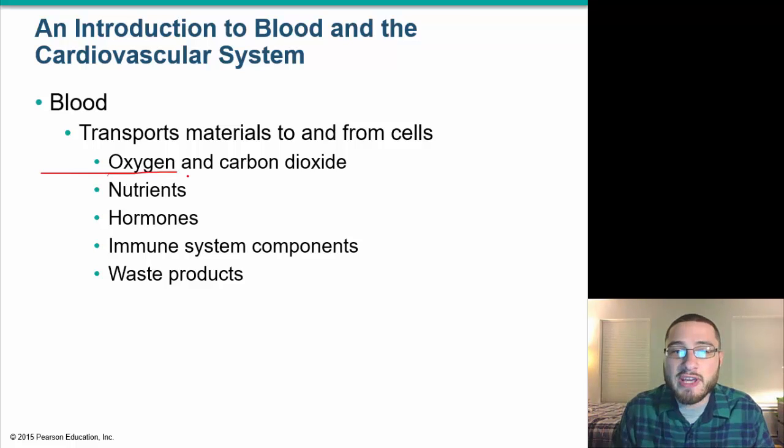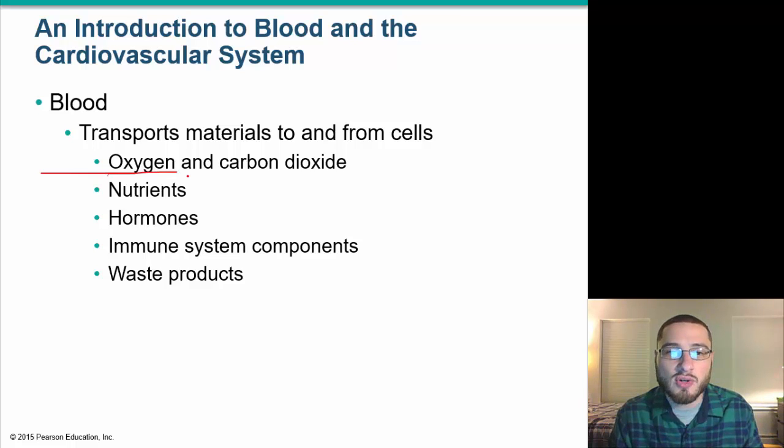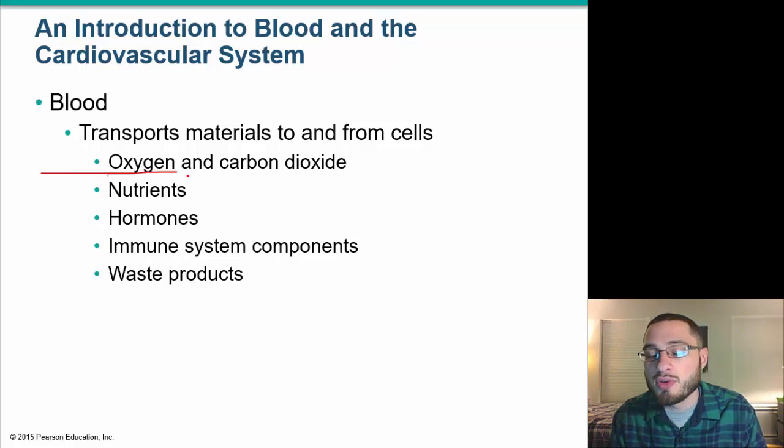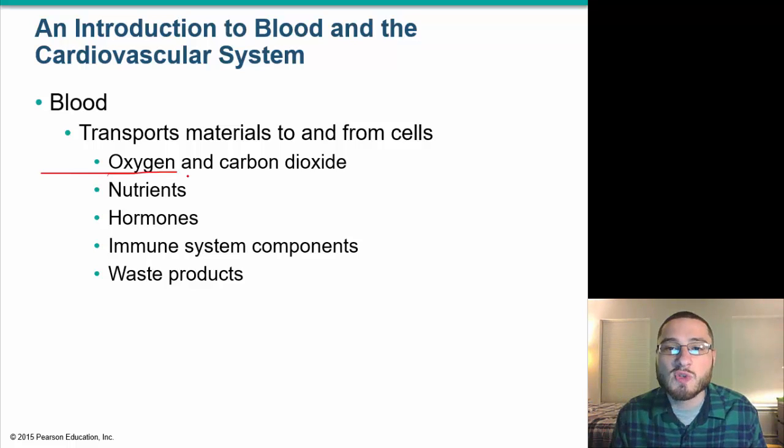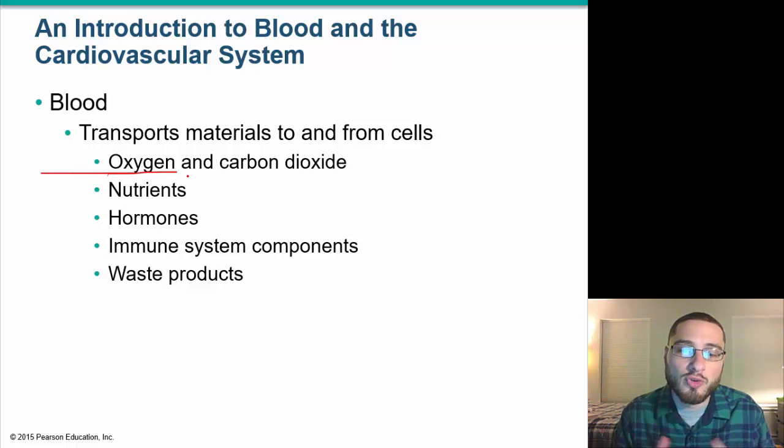In order for our cells to get that oxygen and get rid of that carbon dioxide, we need our blood, specifically our red blood cells. Even though we think about oxygen and carbon dioxide coming in and out of the body, and we talk about the respiratory system, really in order for it to go to the specific cells, we need that blood to move it around the body.